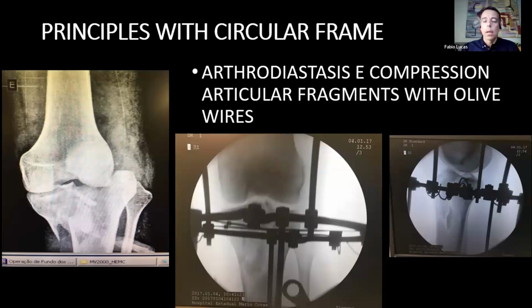What we see a lot of times, and this is a really important thing, is that this distraction a lot of times doesn't give a really good articular reduction. At this time we need to reduce the articular surface. For fixing the articular surface, you can do it last when you have already reduced it. You can put in some screws, or we really like olive wires to hold the joint.